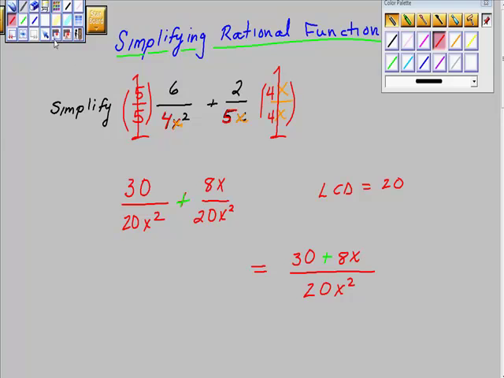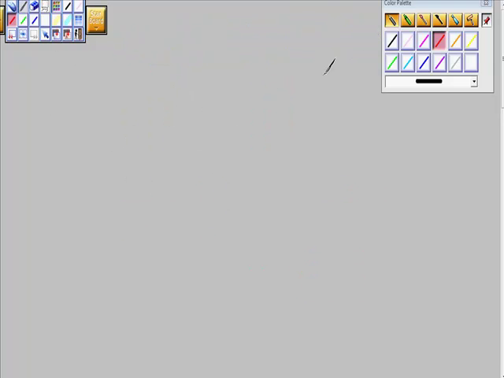Let's look at another one. Just one more and we'll be done with this, I think. See if you can start to figure out what I'm going to do here. I'm going to try to simplify. I'm going to change this color in a second. Try to simplify.